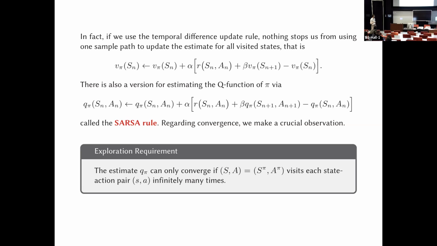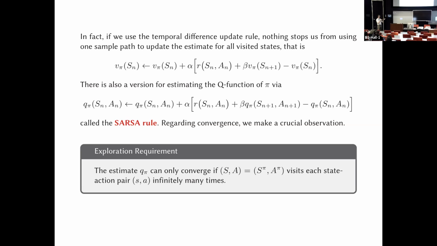Okay. Since you're going along this path, and this is Monte Carlo, if you want convergence, you need to ensure that every state and every action will be visited arbitrarily often. Otherwise, the estimate cannot converge. And we need the entire function.